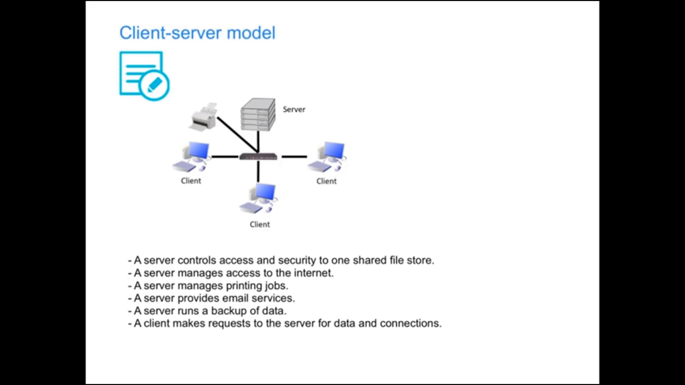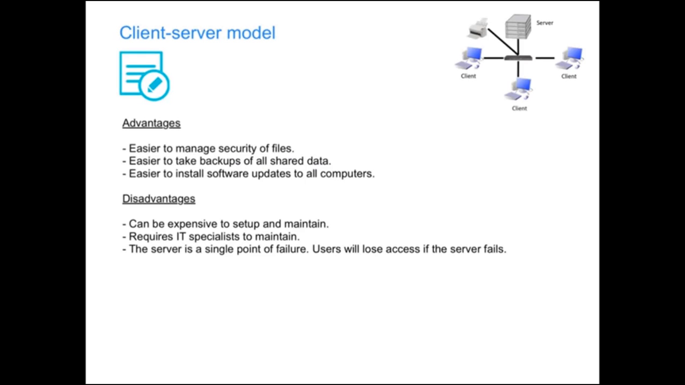With a client-server model, the server controls access and security to one shared file store. A server manages access to the internet and other connections. A server manages print jobs, and it provides services such as email. A server runs backup of data, and the client makes requests of the server for data and connections that it needs. You'll find that most larger local area networks will be using a client-server type approach.